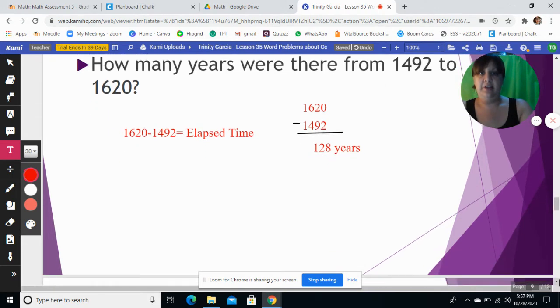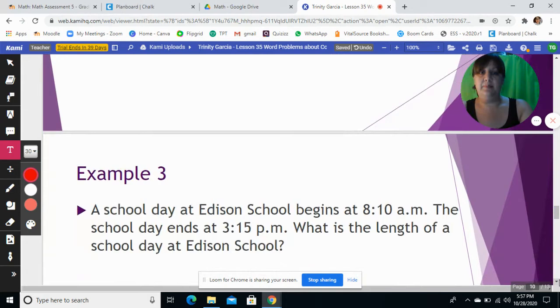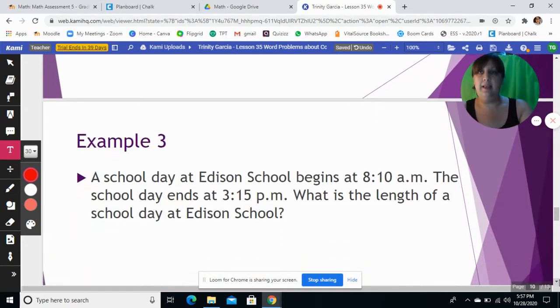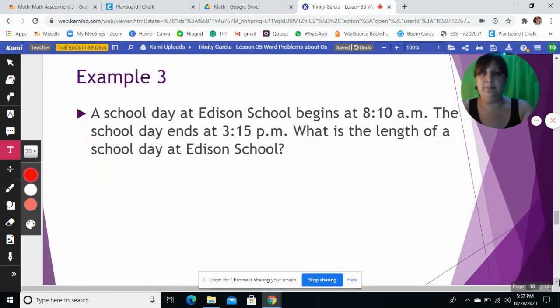So that is how you can figure out elapsed time. You subtract the earliest time from the latest time, and then you get your elapsed time. All right, let's try another example together. A school day at Edison School begins at 8:10 a.m. The school day ends at 3:15 p.m. What is the length of a school day at Edison School?